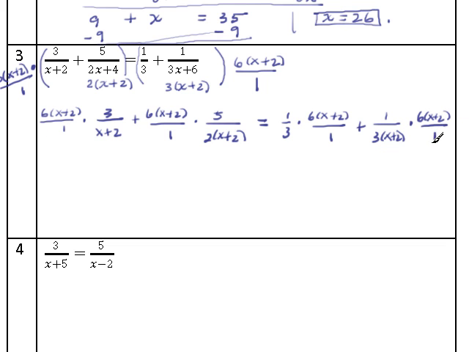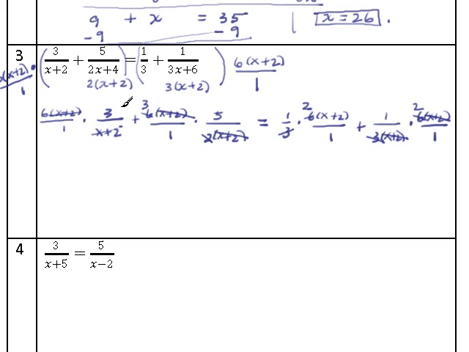All right, now we're ready to cancel. Okay, here, x plus 2, cross those out. Here, cross out the x plus 2, and 2 into 6 is 3. Over here, divide 3 into 6. And over here, cross off the x plus 2's, and 3 goes into 6 2 times.